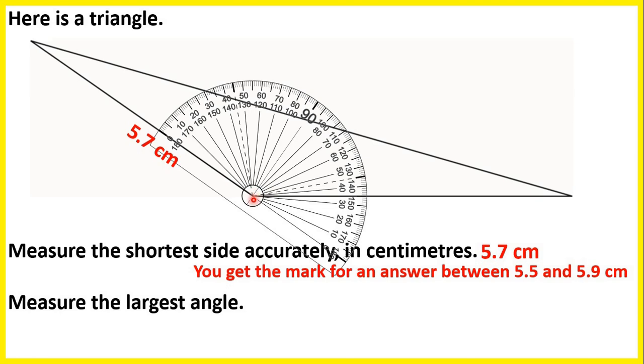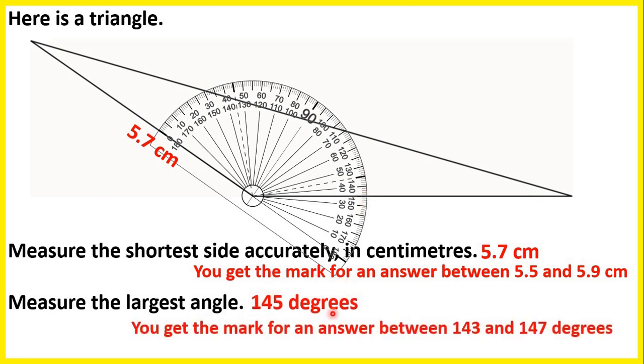So what we want to do is line up our protractor. Notice the point of the angle is the point in the middle of this circle on the protractor. So we've got it lined up, and then our 0 line on the protractor is lined up with this line here. So then we can use the scale on the outside of the protractor, and if we go to this line, we can see that it's between 140 and 150, and it's right in the middle, so that's 145 degrees. You get the mark for an answer between 143 and 147 degrees.